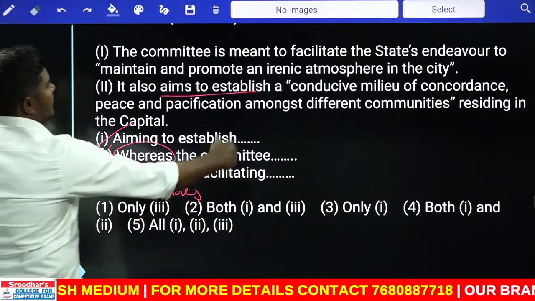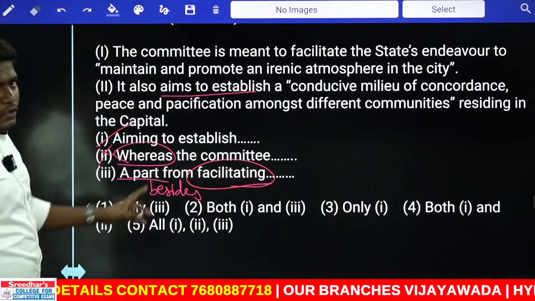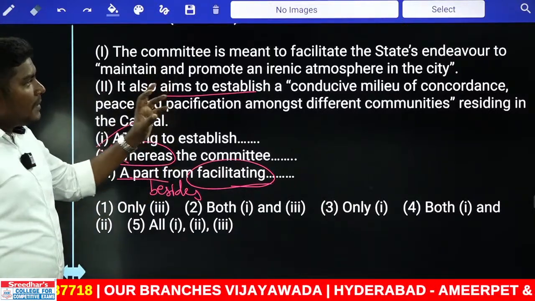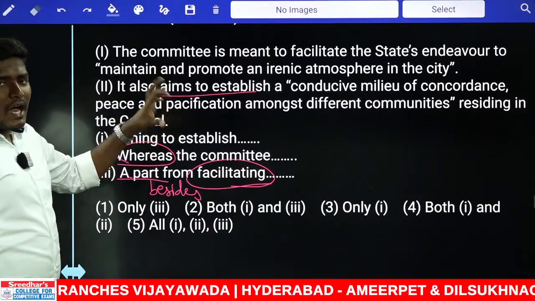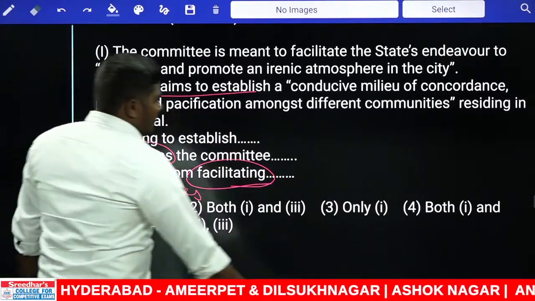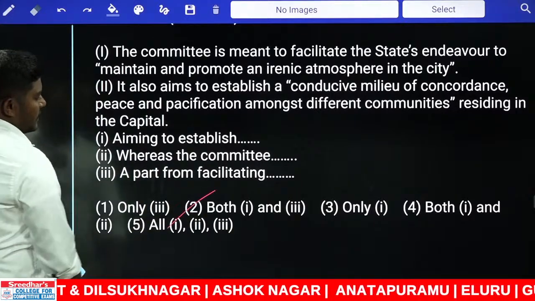So apart from facilitating, again what is given here? Facilitating. I already told you just before, when the subject of the two sentences is same, you can take the main verb of the sentences and you can form the sentence with the ing. Even third one also can be taken. So answer goes with the 1 and 3. Where is 1 and 3? That goes with the second.